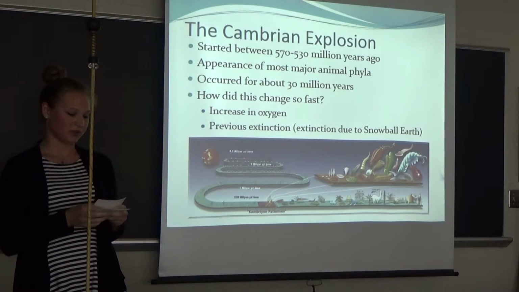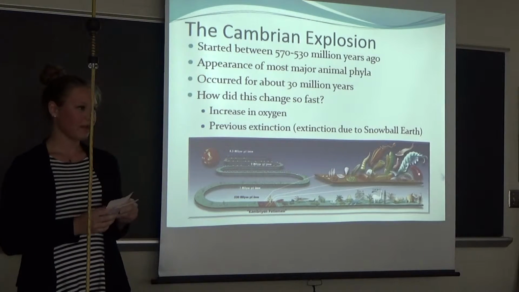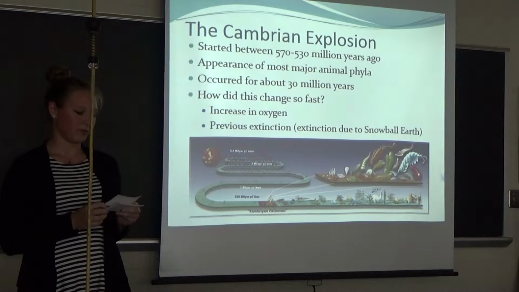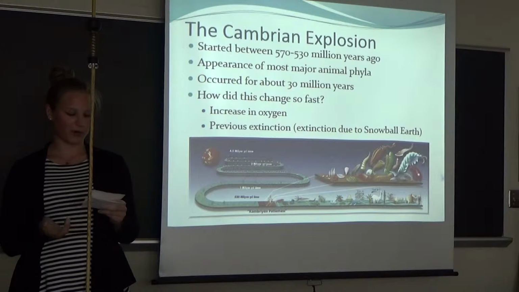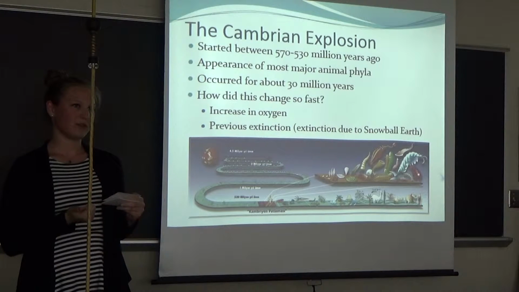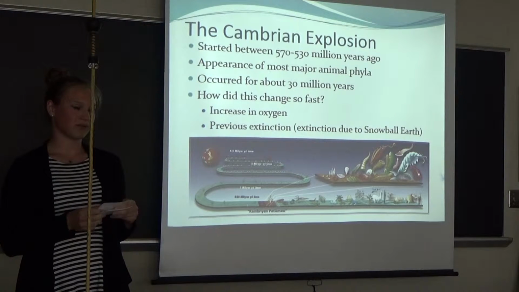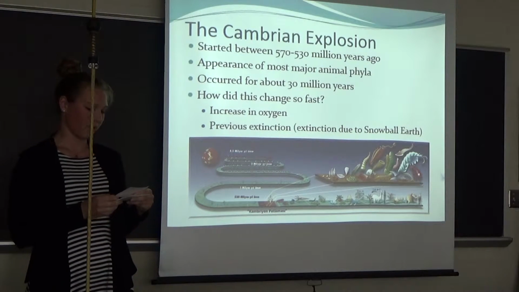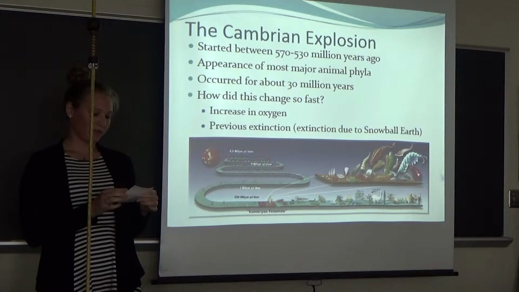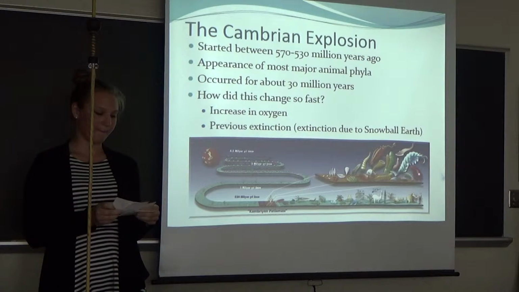So the Cambrian explosion started between 570 and 530 million years ago. It led to the appearance of most major animal phyla that we have today, and it only lasted about 30 million years. So some of you may be wondering how this change occurred so fast. There are two ideas. First is the increase in oxygen that began around 700 million years ago, which provided the means for movement and the evolution of more complex body forms. And the second is the extinction, like Snowball Earth would provide, of life before the Cambrian that opened up adaptive space that new forms could exploit.